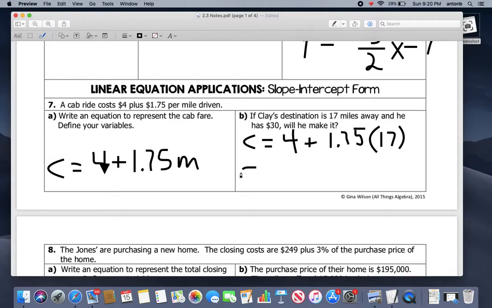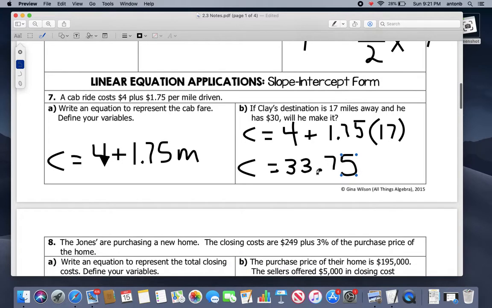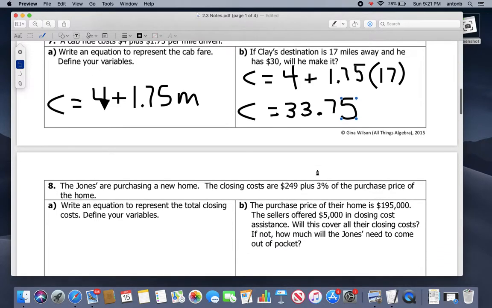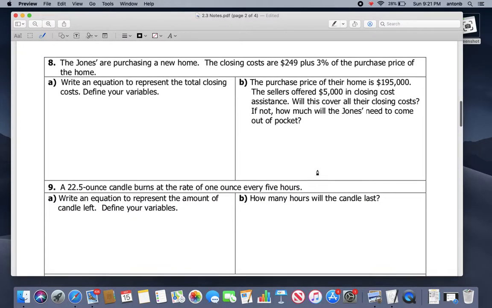So, plug it in your calculator, and you should come up with the cab fare equaling $33.75. Which, obviously, will he make it? No. Looks like Clay is going to have to hoof it for a little while. So, that's how you do that. All right, now, look at the examples for the next few.